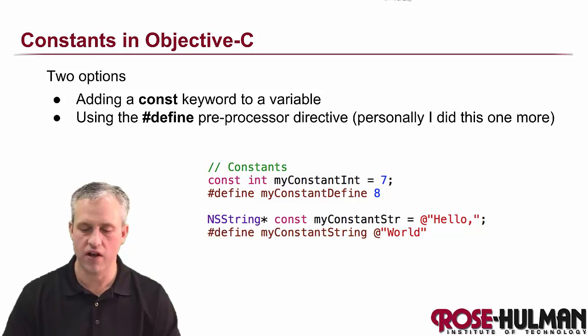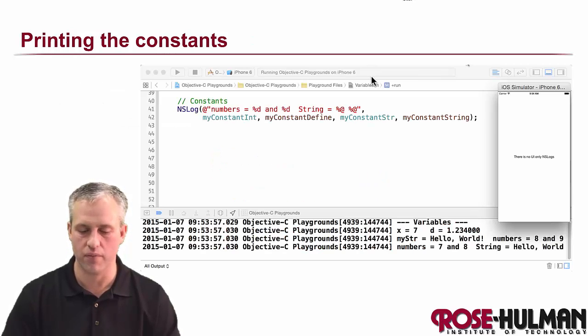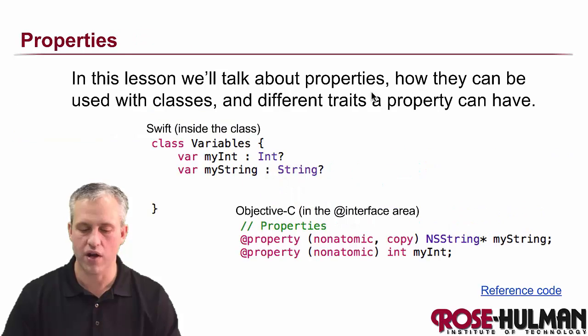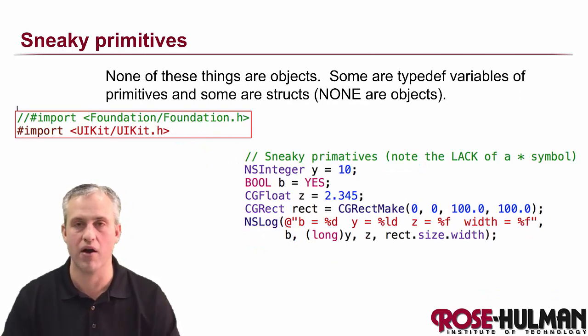All right, so that's kind of all we've got for the basics of variables. We'll come back next time and we'll talk some about properties.